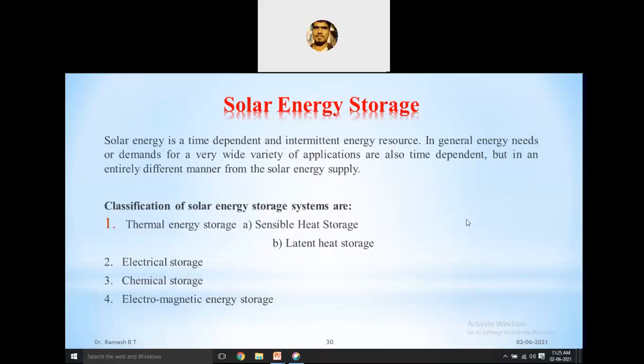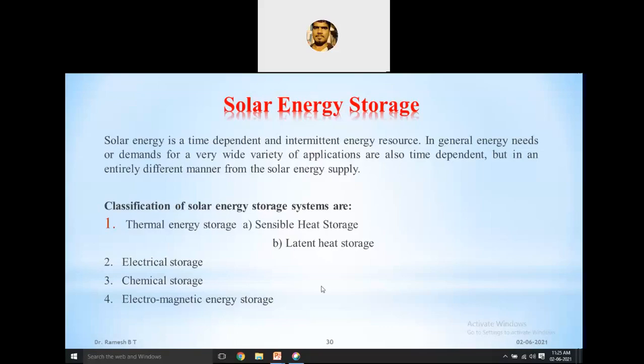And the next is, be located closer to the load. Be located closer to the load means the storage system, we can locate the storage system where the need is there, where the load is needed.